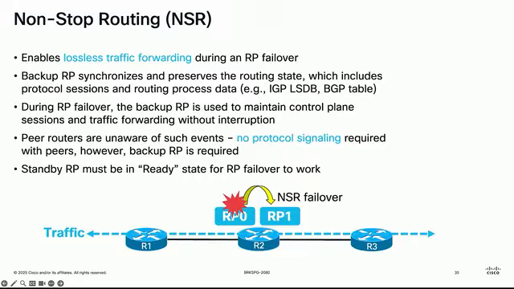One important thing, as called out in the last bullet point, is that the standby RP must be in the ready state for RP failover to work. So our recommendation is that you monitor the state of the standby RP as well in your network, which can be done via syslog messages and things like that. And just keep an eye on it so that when you need it, it's available for you.